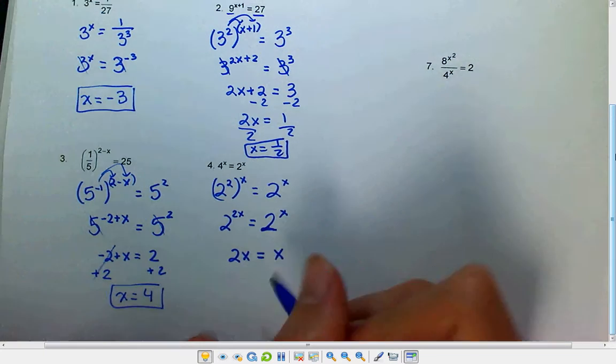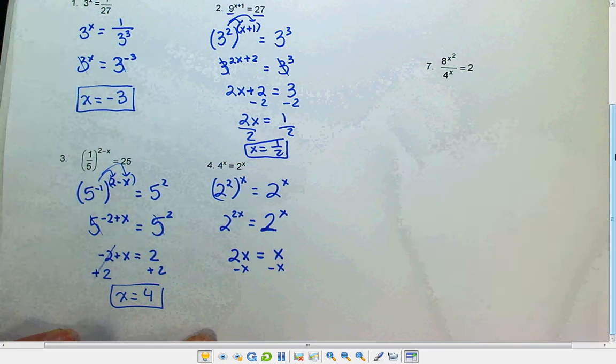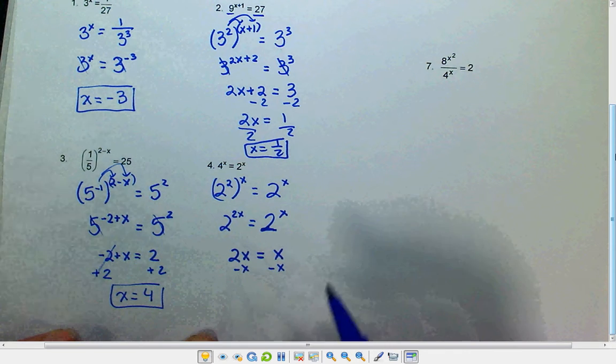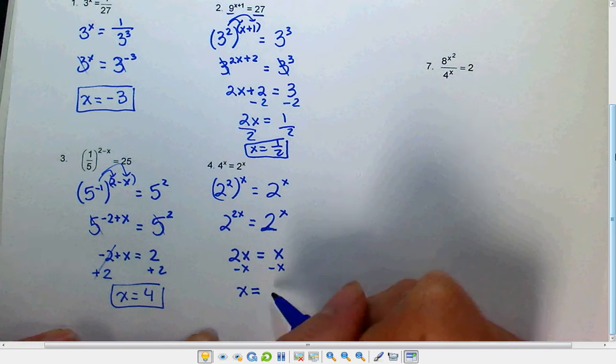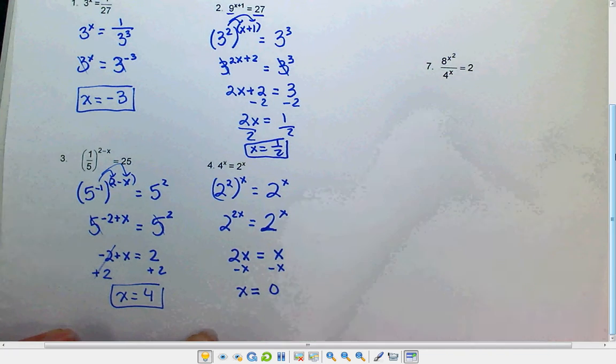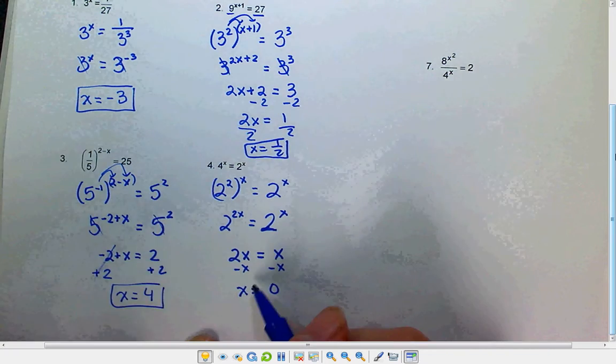Let's get all the x's on one side, so subtract x from both sides. 2x minus x, they're like terms, so we can subtract. This leaves you with x. Over here, x minus x leaves you with nothing, so it just equals 0, and we're left with x is equal to 0.